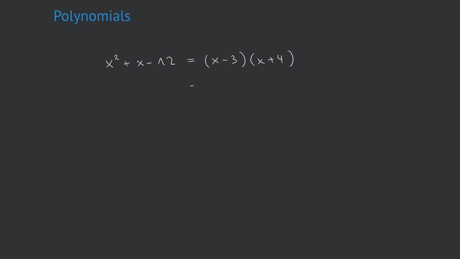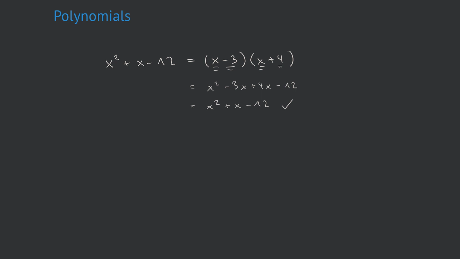We can easily verify this by simply expanding these 2 expressions, which is x squared, which is x times x, and then we have negative 3 times x, which is minus 3x. And then we have x times 4, which is plus 4x. And finally, we have negative 3 times 4, which is negative 12. If we simplify, we obtain x squared plus 1x minus 12.